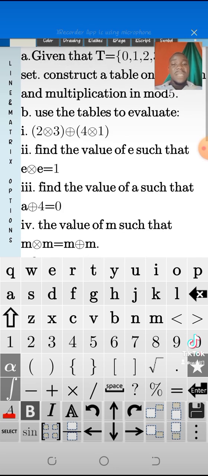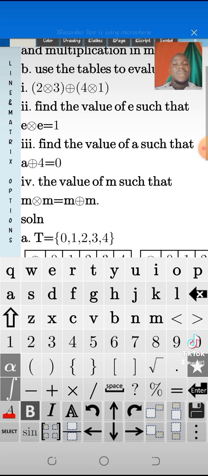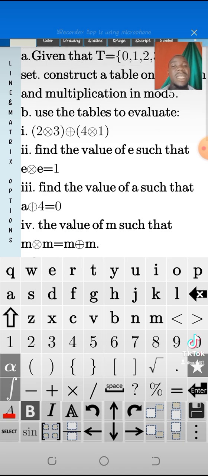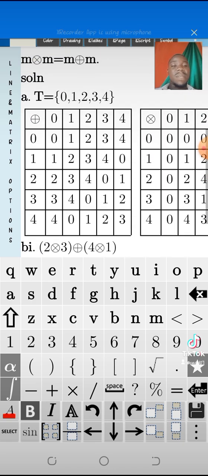All right. Now, let's quickly look at the BII. This one says we should use this table to find the value of E such that E times E equals 1. Now if you notice E times E, you agree with me that E and E are the same. So what you do now is you quickly move to the multiplication table. You look for two numbers, not just numbers now, two of the same number, such that when you multiply them together, it will give you 1 from your multiplication table. So let's quickly run to the multiplication table.